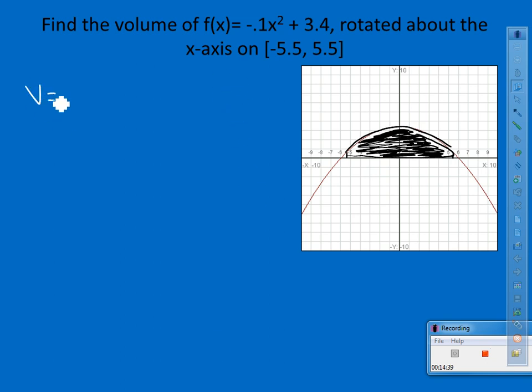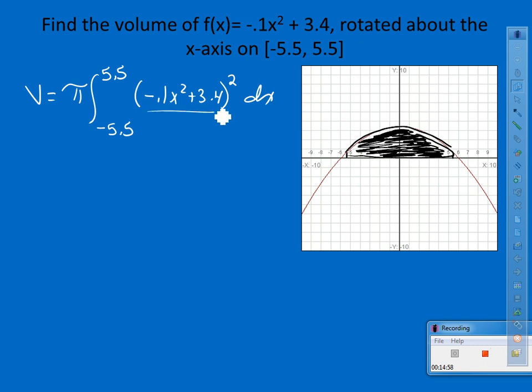The volume of this football is going to be pi times the antiderivative from negative 5.5 to 5.5 of negative 0.1 x squared plus 3.4 quantity squared. So of course, what am I going to have to do with this? I'm going to have to FOIL this thing out, find the antiderivative of it, and run it through my calculator.